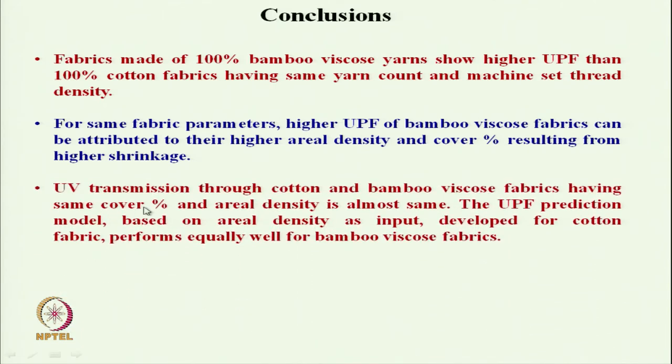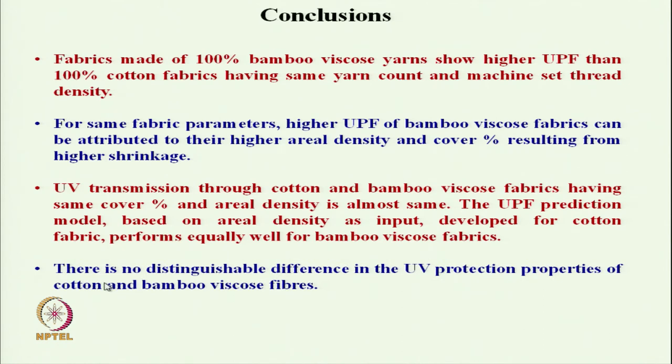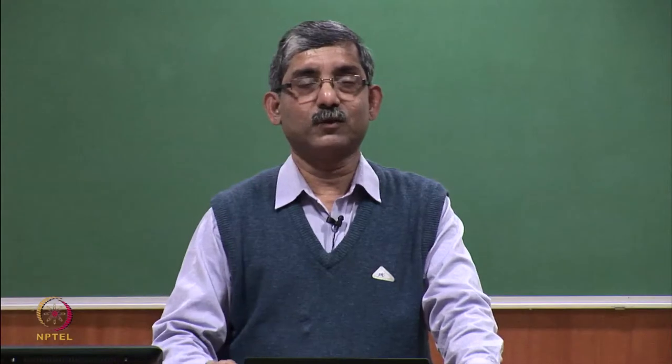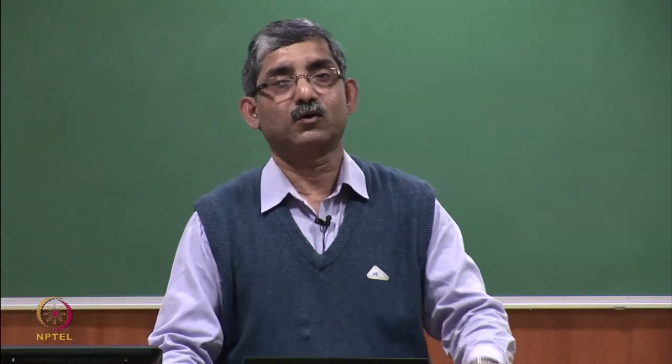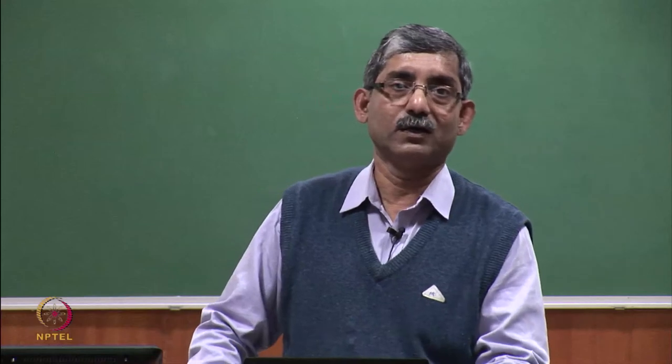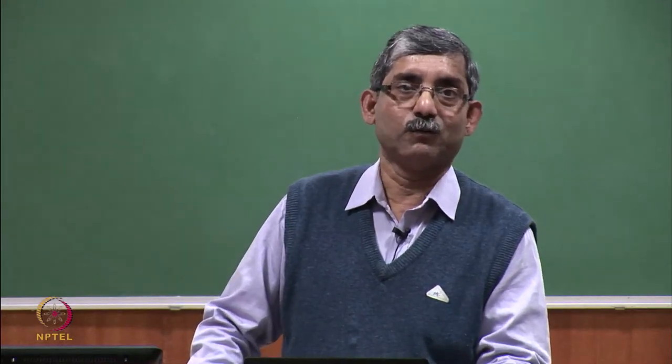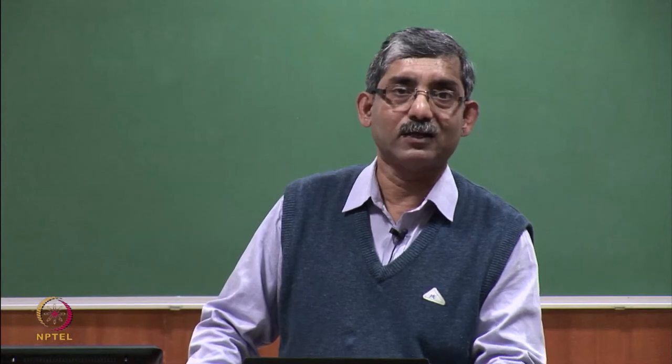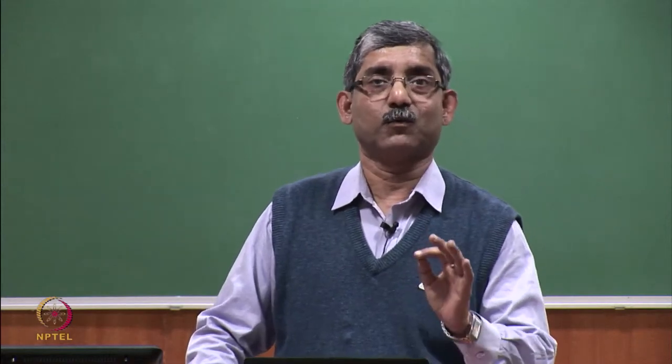So, UV transmission through cotton and bamboo viscose fabrics having the same cover factor and same areal density is almost the same. So, there is no difference in UV protection properties of cotton and bamboo viscose. So, for protection purposes, we can use cotton as well as viscose depending on our availability. Bamboo viscose does not add any extra protection.